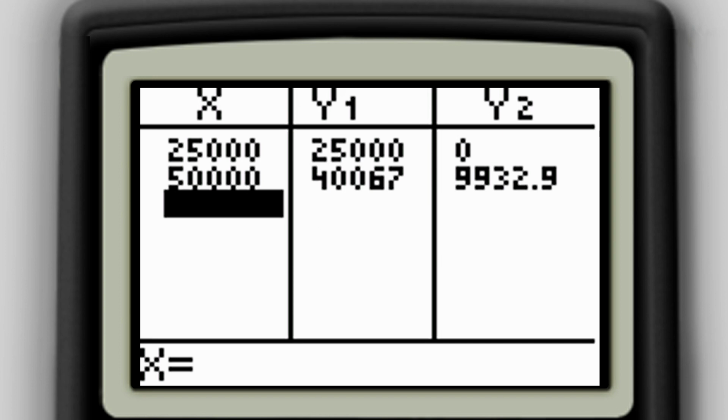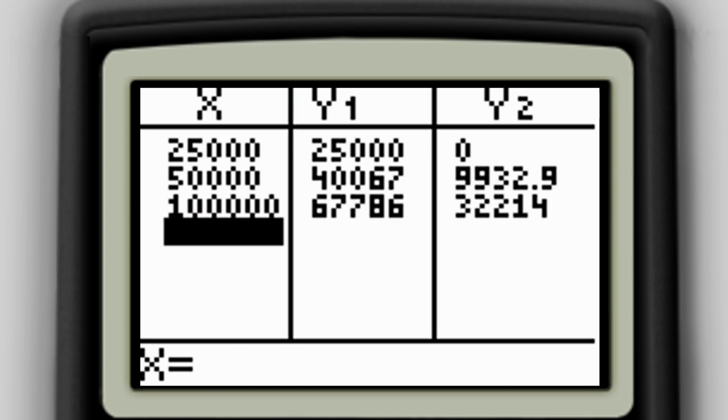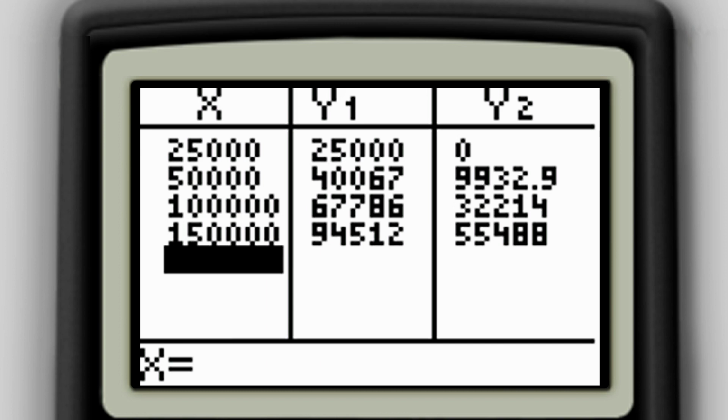Again, we'll repeat the process for $100,000. So I'll enter $100,000 into my calculator. That tells me I have $67,786 that I'm consuming on necessary items and $32,214 for those extra things like savings. One more time, enter $150,000 for my income. And I notice I have $94,512 for necessary items, and I have $55,488 remaining for extras. All right, so now I have a numerical sense of what's going on.